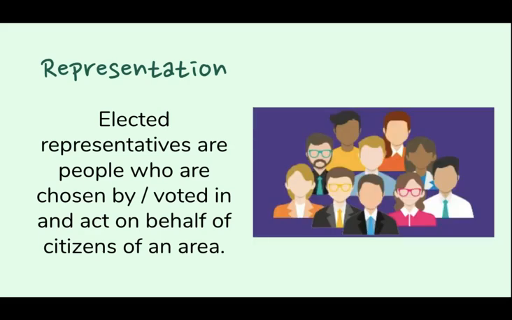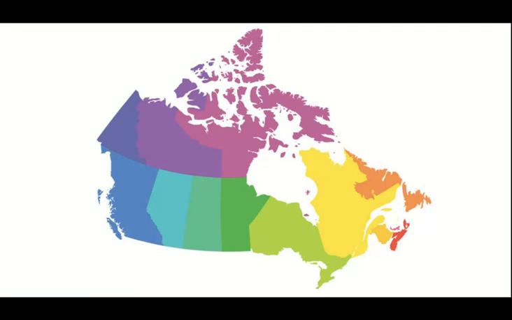Representation. So elected representatives are people who were chosen by or voted in, and they act on behalf of the citizens in an area. And everybody gets the same number of votes. Everybody gets 1 vote in every election. So we live in Canada. We live in Calgary, in Alberta, Canada.